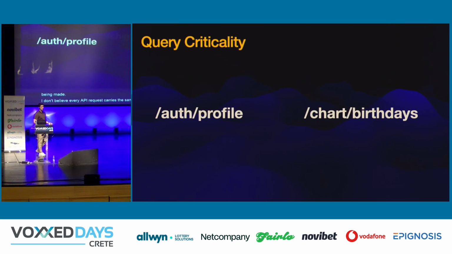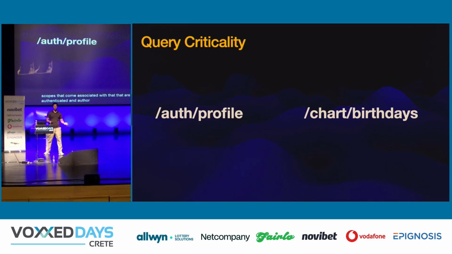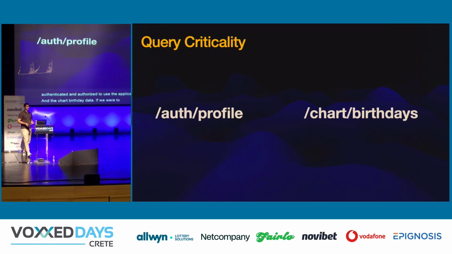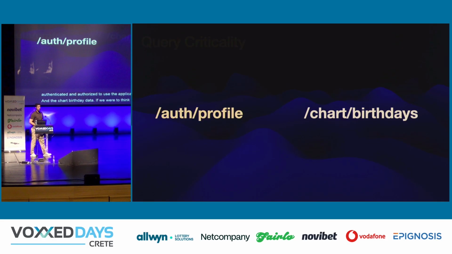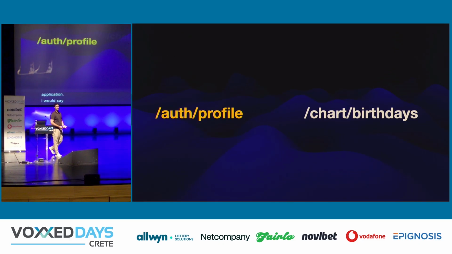So if you look at these two API requests, auth profile, fetching your authentication information, maybe there are groups and scopes that come associated with that, that are really important to know if you're authenticated and authorized to use the application, and the chart birthday data. If we were to think which request is more critical to the application, I would say it's the auth profile one. The reason is that if I don't load my groups and scopes, I risk a security issue in my application by not having that data. But the chart birthday data, I can live without.